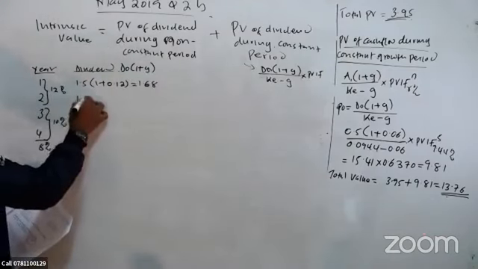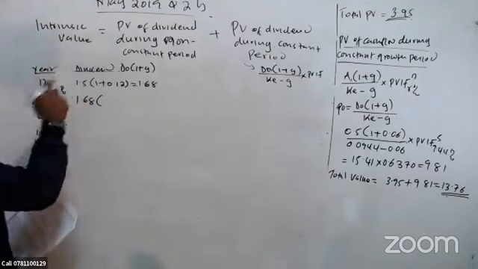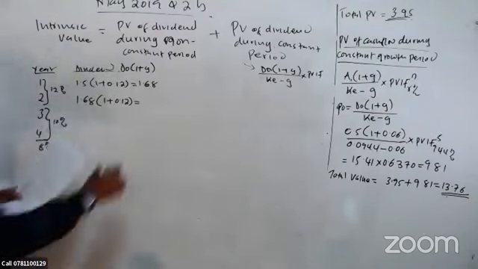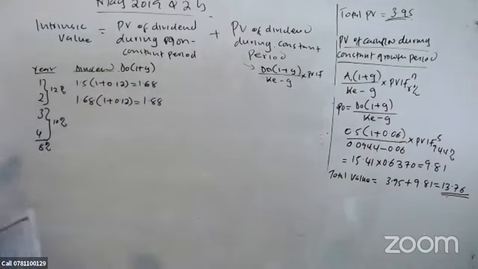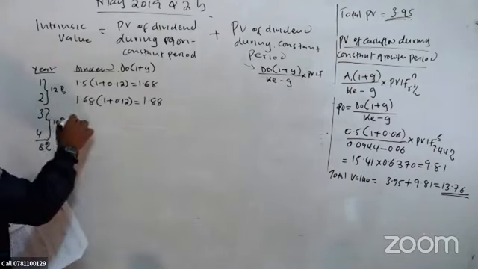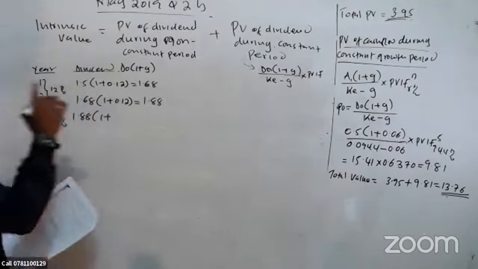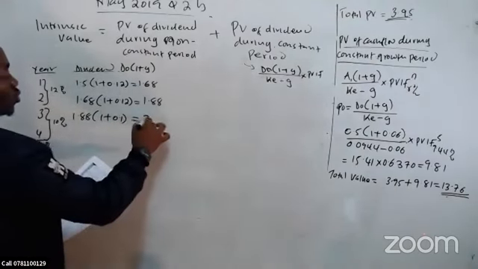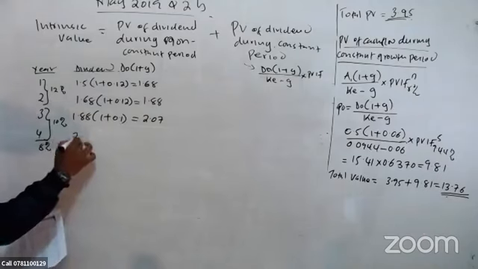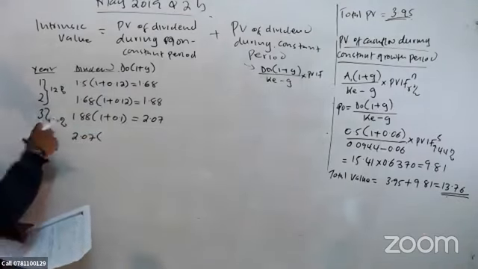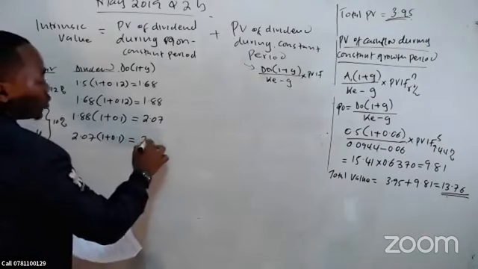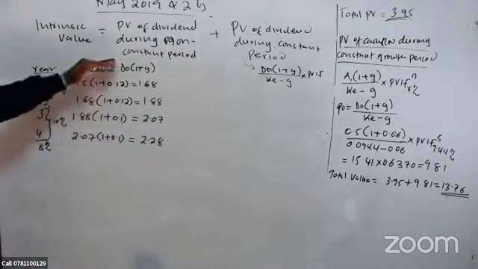Year 2, 1.68, then it grows with another 12%. It's 1 plus 0.12, and in that case you get 1.88. From year 3 to year 4, the growth rate goes down to 10%. So you take 1.88 times 1 plus 0.1, and you get 2.07. Then you take 2.07 to grow at another 10%, 1 plus 0.1, and you get 2.28. Now, those are the values of the dividends.